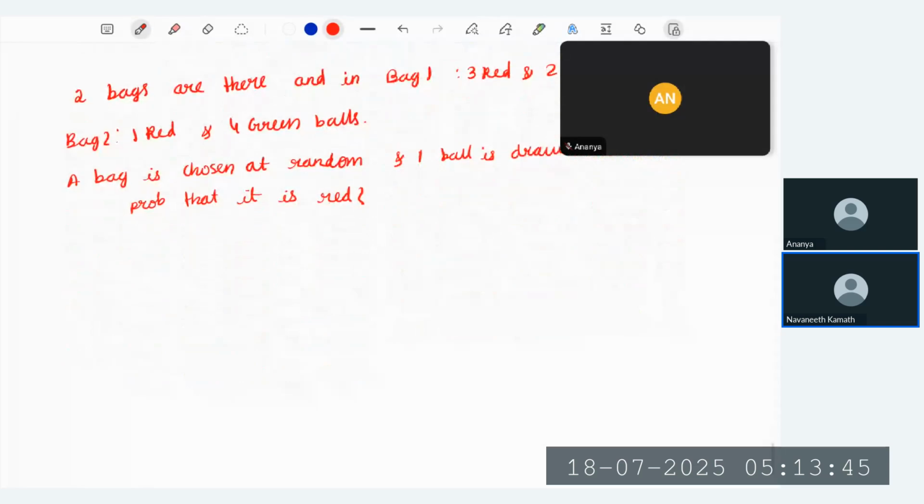This is one of the important topics. Conditional probability is easier than total probability. Total probability sometimes creates confusion, so we should be clear with this. Okay, so let me get the next problem.